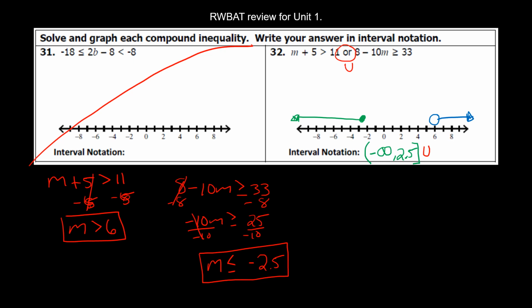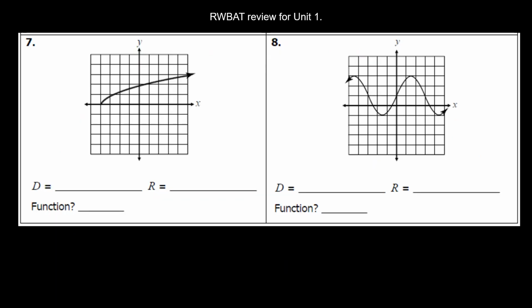We start off here at 6 and we'll go on to infinity. 6 will have parentheses, infinity will also have parentheses. The 6 has the parentheses because it is an open point. We never fully reach 6. And we can never fully reach infinity. That's why we have these parentheses. Let's go ahead and go on to the next question.